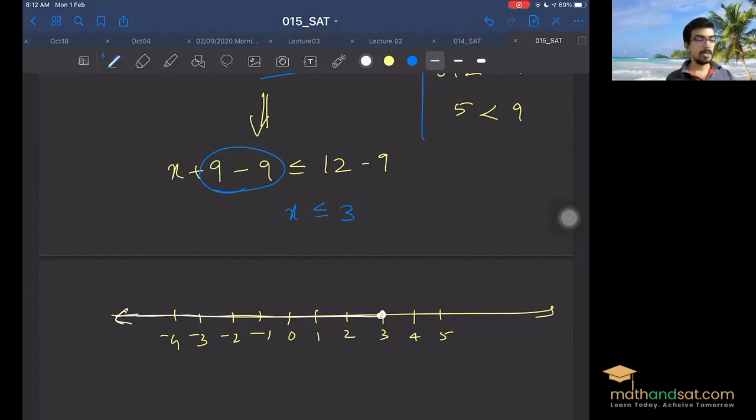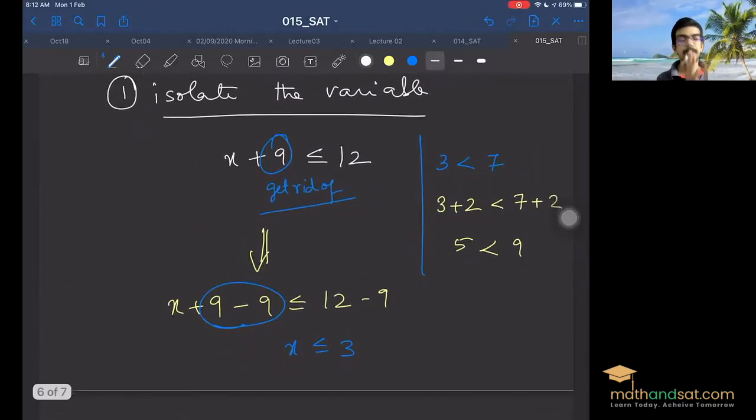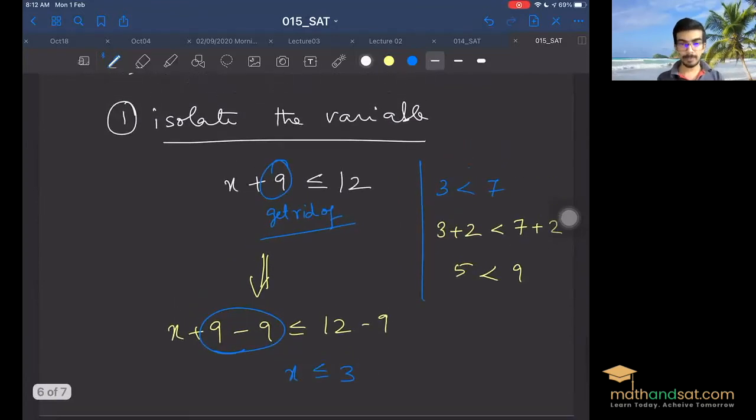So our ultimate idea is to isolate the variable. For isolating the variable, just like in an equation, you can keep adding the same numbers on both sides, keep subtracting the same numbers on both sides, without affecting the inequality. So our idea is to undo the operations one by one which are applied on the variable, so that the variable will be isolated.